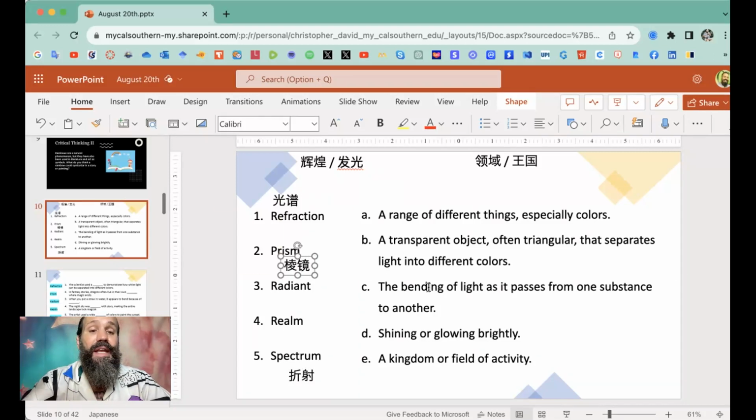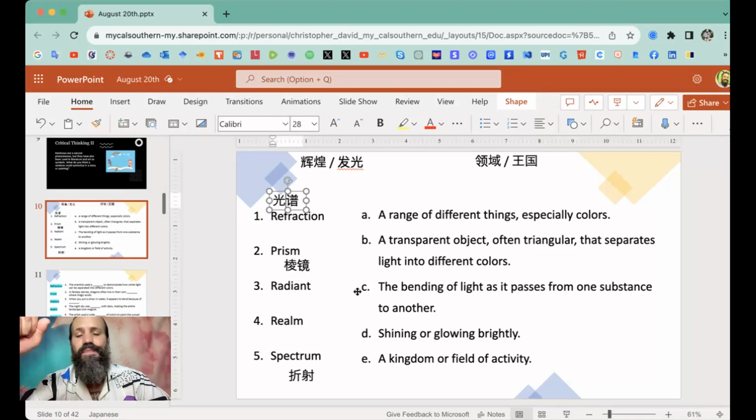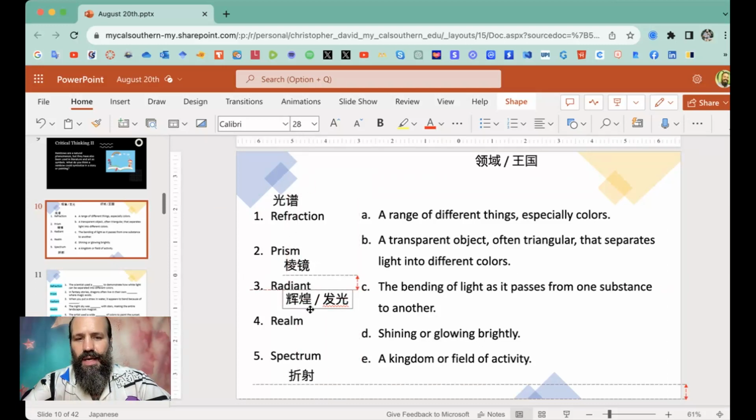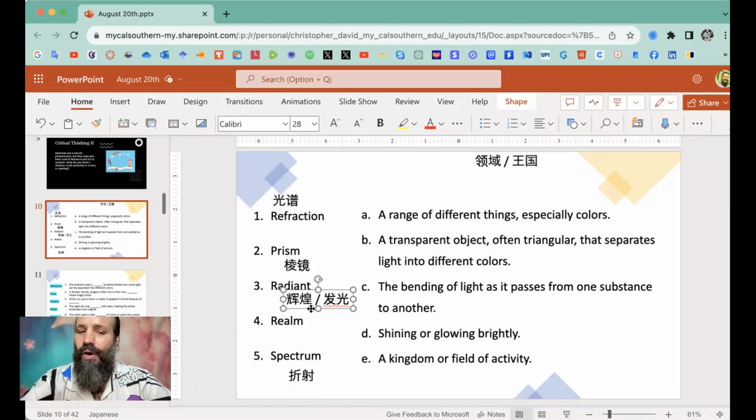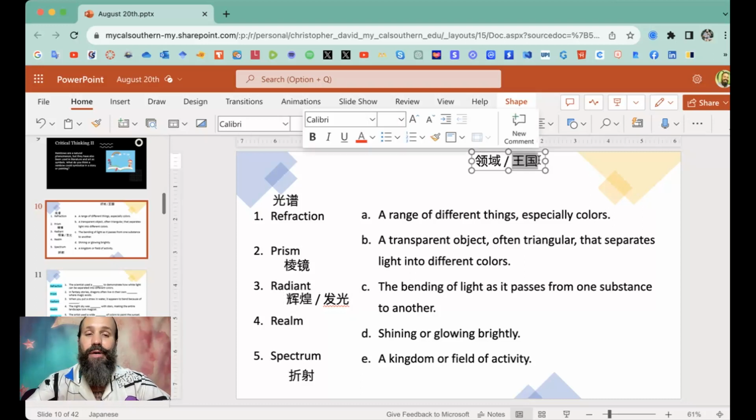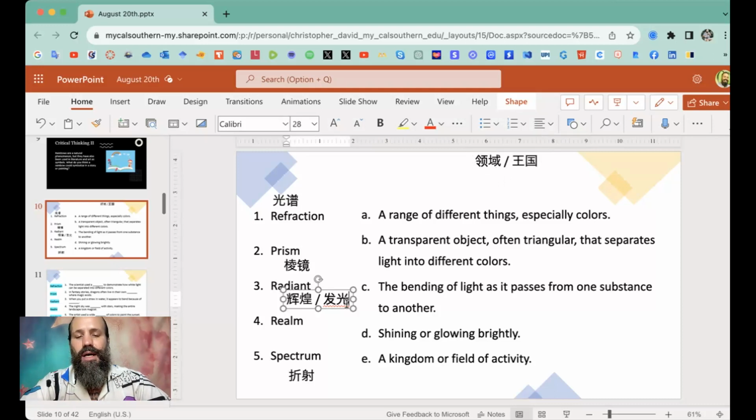And the bending of light as it passes from one substance to another. And that is refraction. And the next one, shining or glowing brightly. And that one is radiant. And the last one, a kingdom or a field of activity. That's the only Chinese one I know for sure. That's like kingdom, literally kingdom. This one more realm, like an abstract place of some sort.